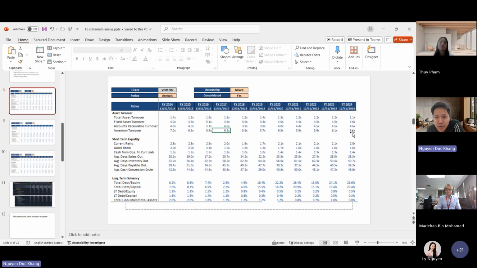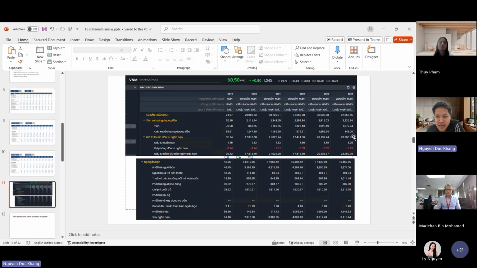So for Vinamilk, they try to utilize their cash. You can see their short-term investment here is savings. They lock into long-term savings to get a high interest rate, and then they keep borrowing from the bank for short-term at a much lower interest rate. That's why they have financial income, and they can make money from there.